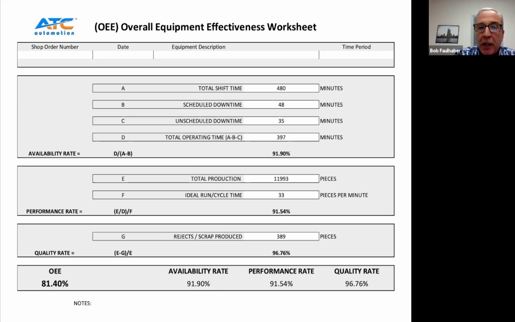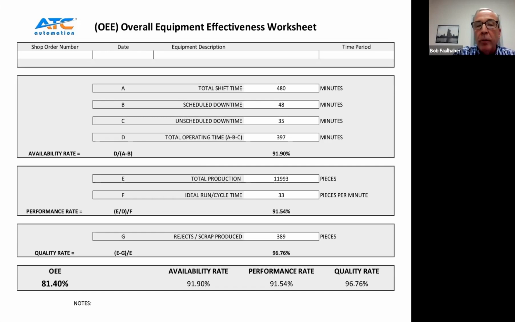We have a total shift time in this particular case of 480 minutes. We have scheduled or planned downtime of 48 minutes. And while we were running during this period of time, we had unscheduled downtime of 35 minutes. We take the total shift time minus the scheduled minus the unscheduled downtime, and we get the total operating time of 397 minutes.